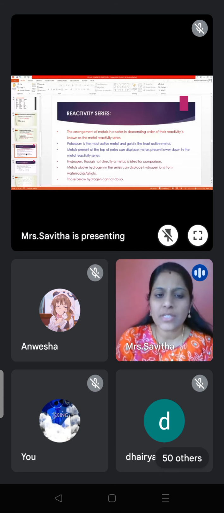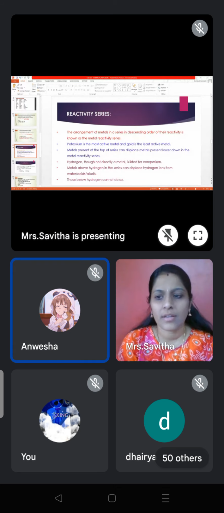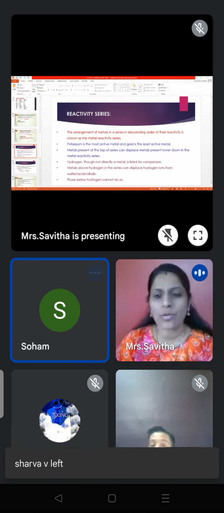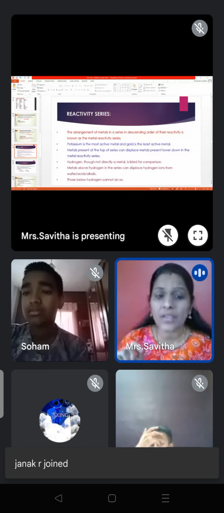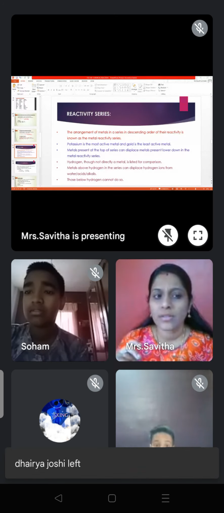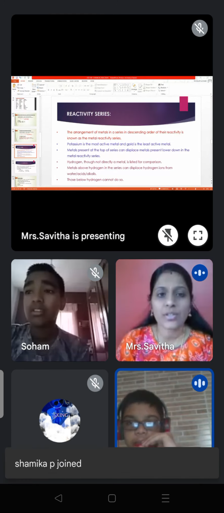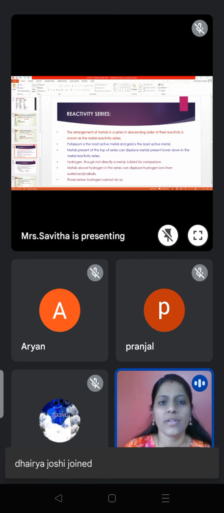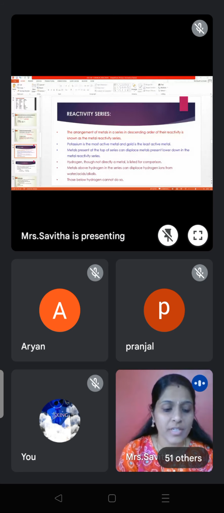Now coming on to the reactivity series, we have already done it. I hope now we all remember what the reactivity series is. You all know that mnemonic. And why do we want the reactivity series? For which reaction are we using it? For displacement reaction. Correct. For displacement reaction, we are using the reactivity series.